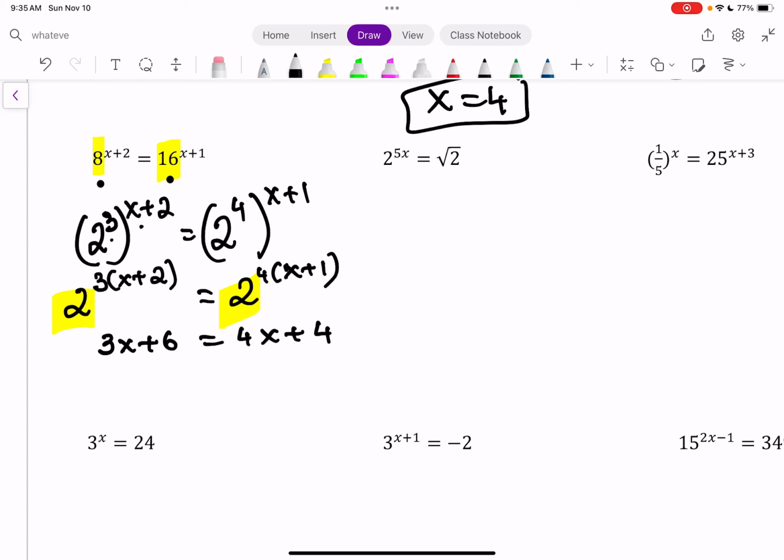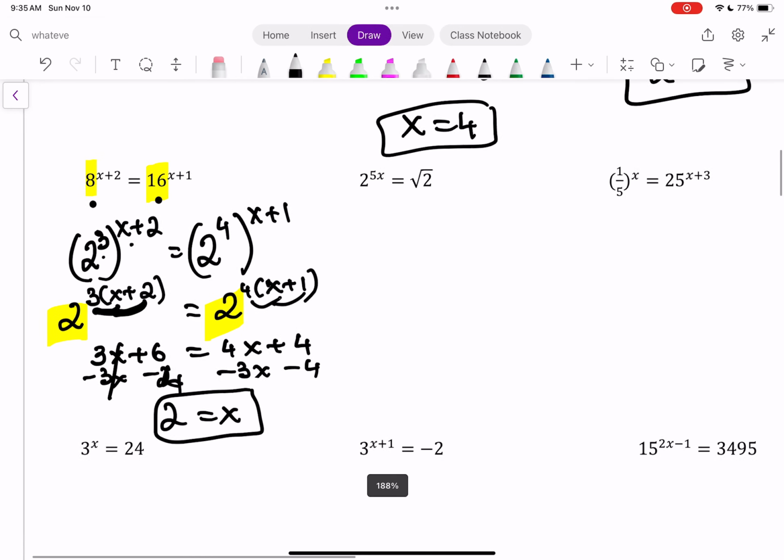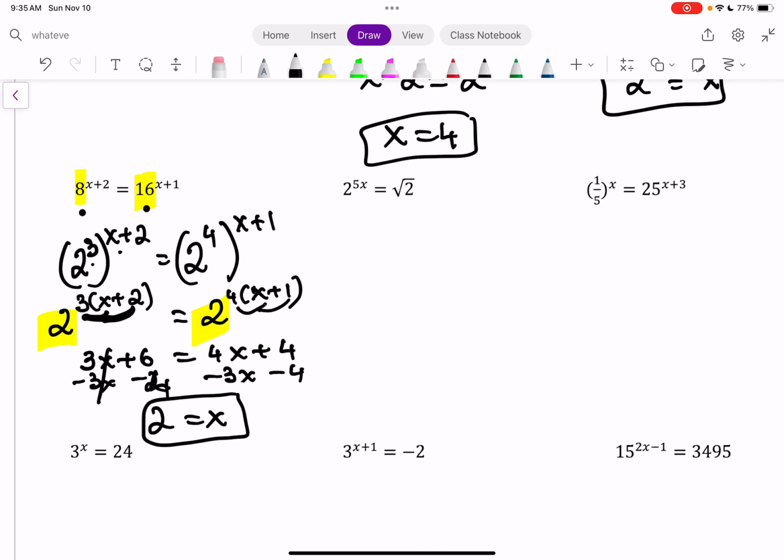Okay. So I'm distributing the 3 to both x and 2. I'm distributing the 4 to both x and 1. And same thing, this is a linear equation. We'll get the x's to one side, the constants to the other. And it so happens that we also get the x's too. Easily done. Okay, so once we have those bases matching, then we get to go.